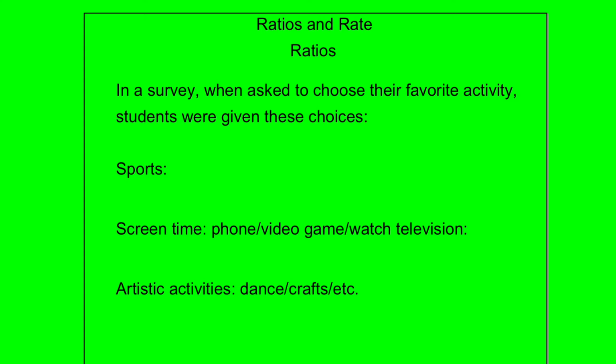So what I did is I gave the students a choice of 3 activities and asked them to choose their favorite activity. And then we used that data to make some ratios. So I'll use the data from one class which worked out quite nicely to show as an example. One class of 20 students, when each student was asked their favorite activity, 8 students chose sports, 8 students chose screen time, and 4 students chose dance or crafts or things like that, for a total of 20 students. And then we use that data to make some ratios.